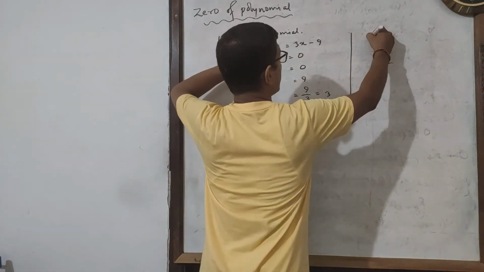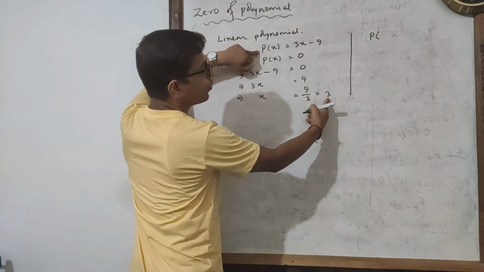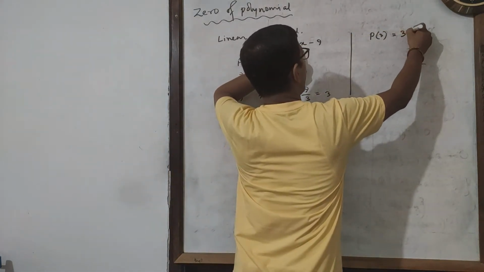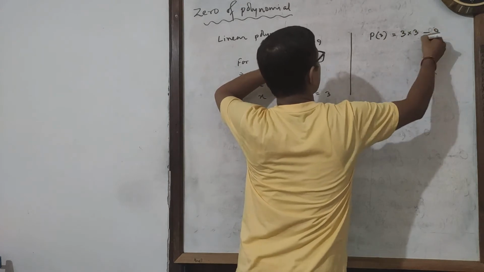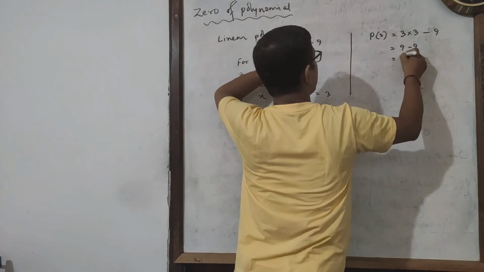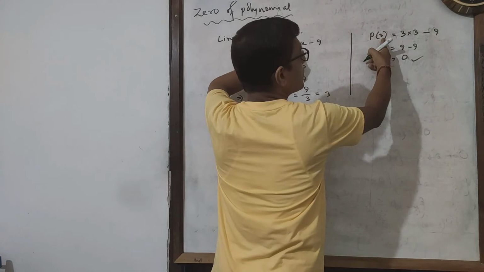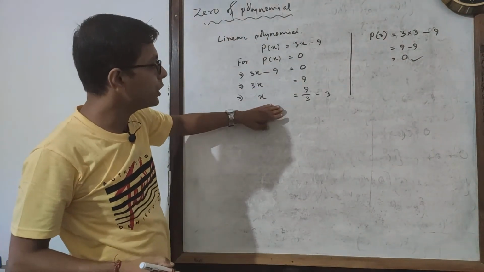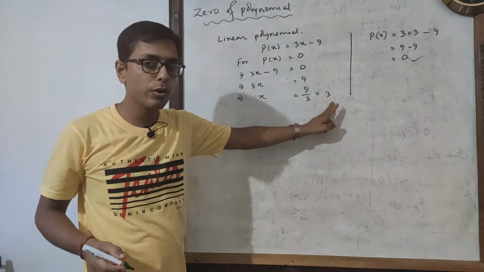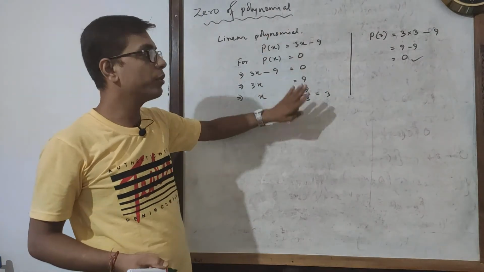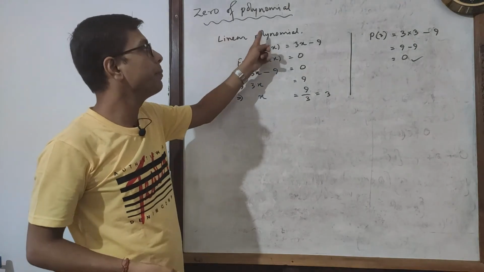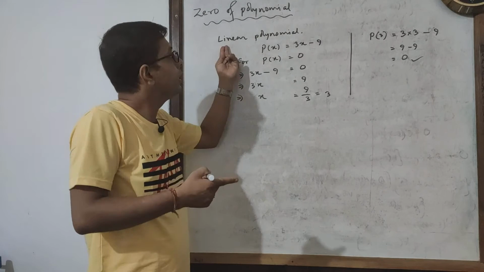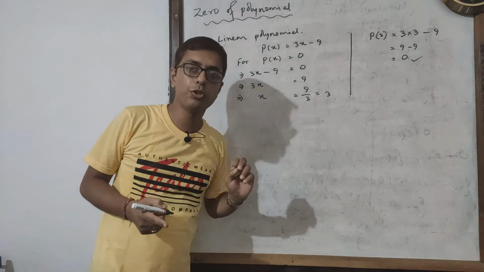Let us check p(x) for x equals 3. 3 times x, x is 3, minus 9. So 9 minus 9, ultimately it is 0. So 3 is the zero of this polynomial. Is there any other solution? Of course not, because we have obtained only x equals 3. So it has only one solution. As I said, a linear polynomial has only one zero, or in other words, only one solution.